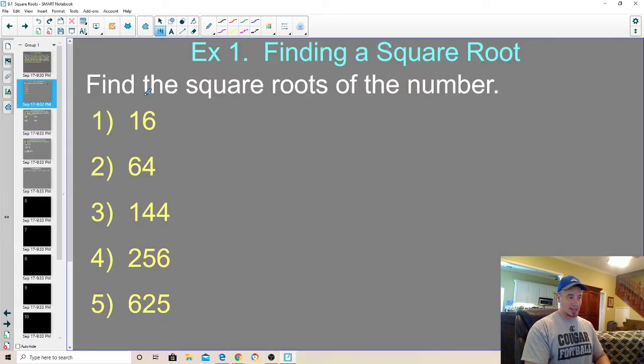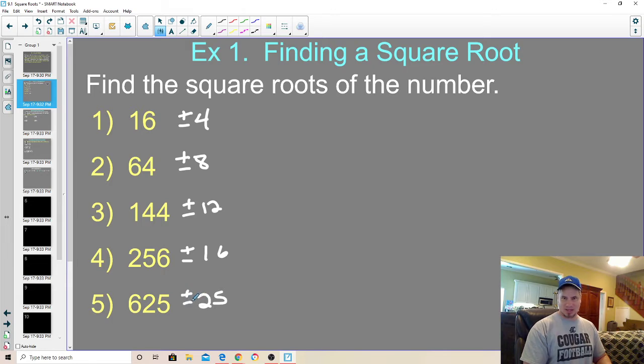So first, the square root of 16 is 4 because 4 times 4 is 16. But it's a positive 4 and a negative 4 because negative 4 times negative 4 is positive 16 also. The square root of 64 is 8, and that would be a positive and negative 8. And that's how you write the plus and minus sign. The square root of 144 is 12, and that's a positive and negative 12. The square root of 256 is 16, a positive and negative 16. And the square root of 625 is 25, positive and negative. And that is how you write those.